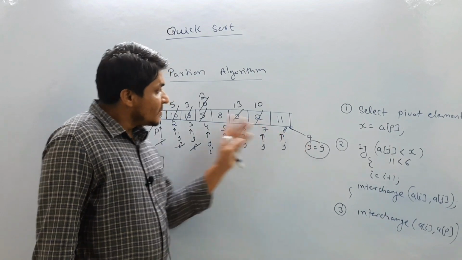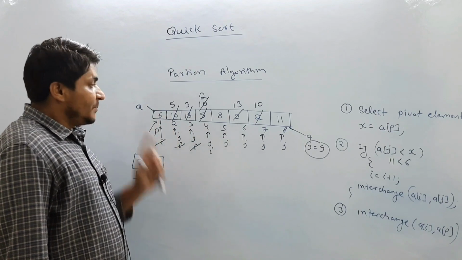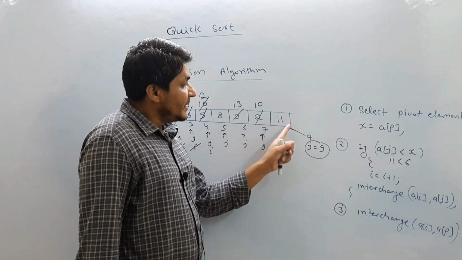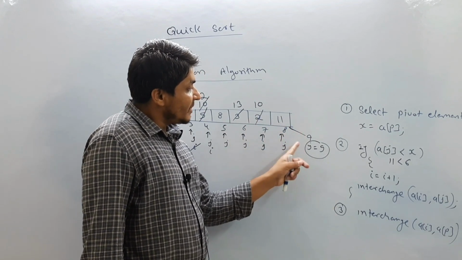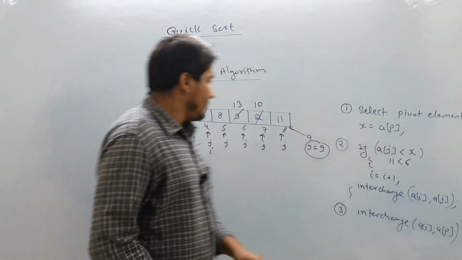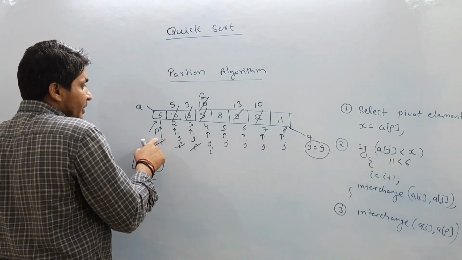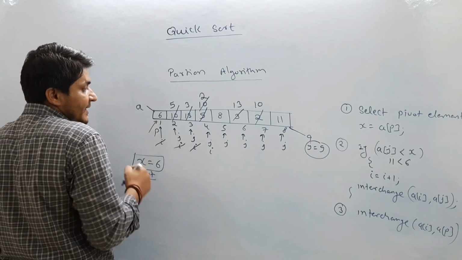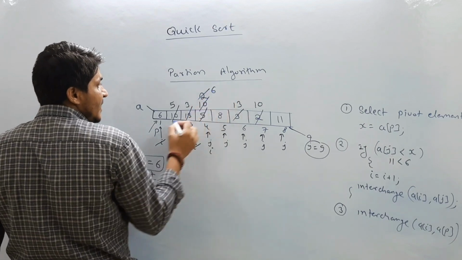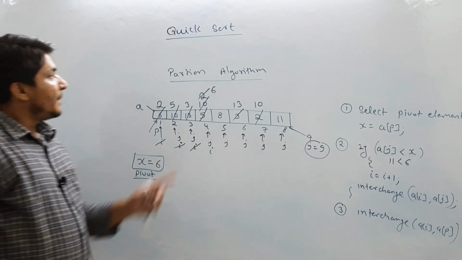Because this one pass is completed, it means I have compared every element with the pivot element. So I have to execute the last statement. Once j reaches out of the array, now I can execute the last statement. What is the last statement? Interchange A of I and A of p. I is pointing to index number 4 and p is pointing to index number 1. So A of p is 6, A of I is 2. So you have to interchange. 2 will become 6 and 6 will become 2. So this is what we have done, the partition algorithm.